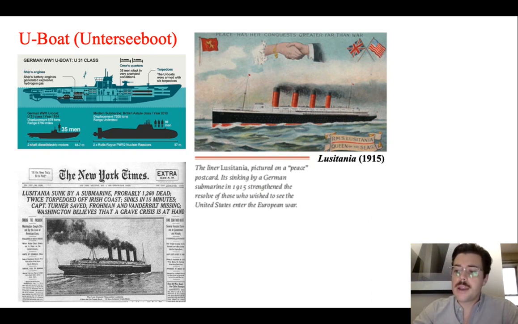In May 1915, a German submarine sank the British liner Lusitania, which was actually carrying a large cache of arms for the Allied forces. The Lusitania sank off the coast of Ireland, causing the deaths of 1,198 passengers, including 124 American citizens. And even this did not sway Woodrow Wilson's official stance of neutrality.